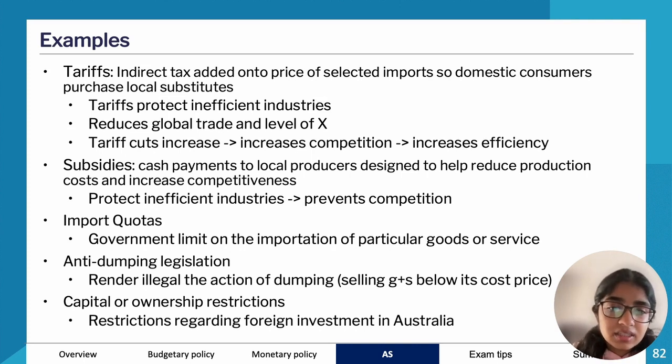Anti-dumping legislation. So dumping doesn't mean like you're importing stuff and they just dump it on the coast. No. So anti-dumping is basically if they get goods and services and they sell it below the cost price. So they're not making a profit, but they're trying to kill off the other industries. Capital or ownership restrictions. That's when you have restrictions on foreign investment in Australia. So people overseas are not as able to invest in Australian industries.